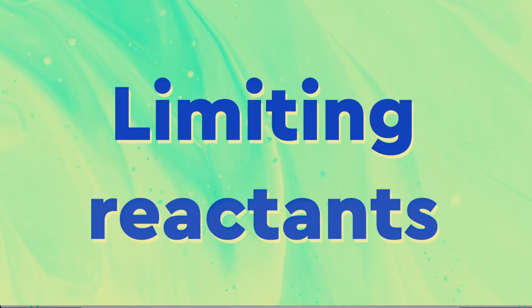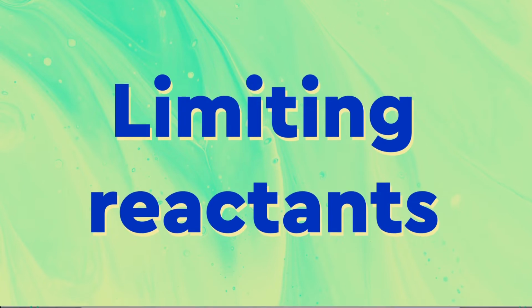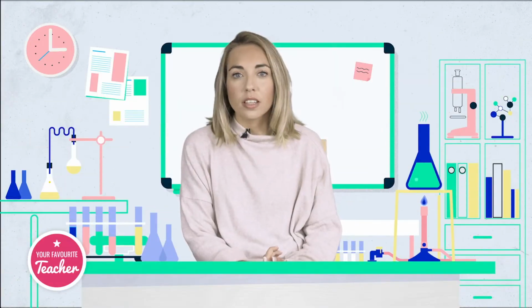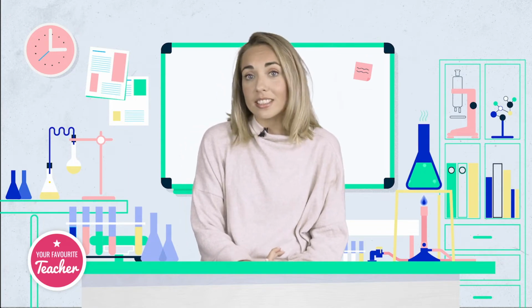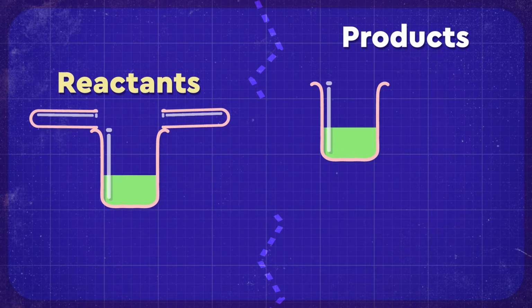Today we'll be looking at limiting reactants. All chemical reactions have reactants and products. Reactants are used to make products. If there are no reactants, then a chemical reaction cannot happen. This is linked to the idea of the conservation of mass.